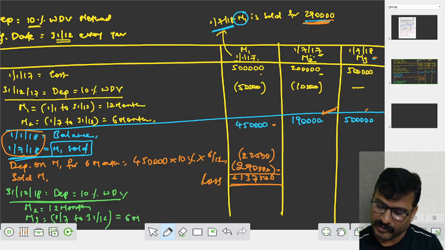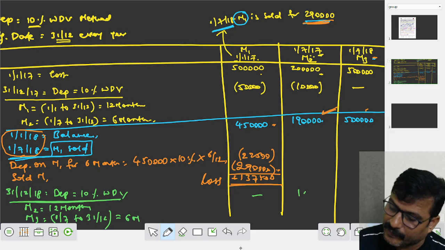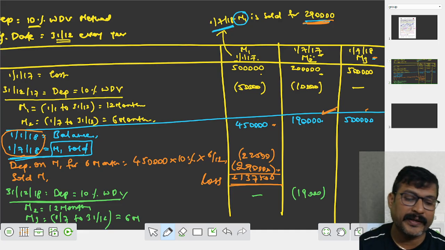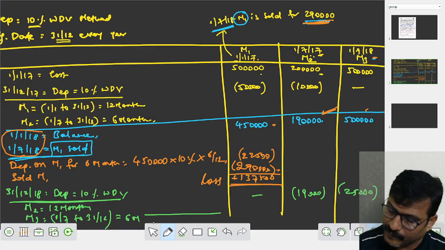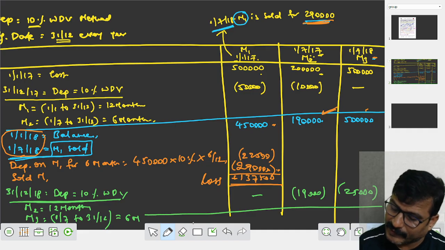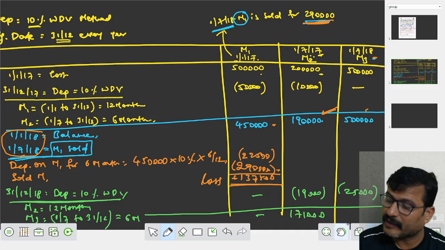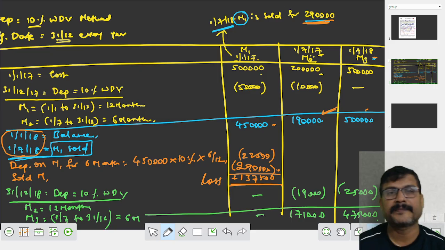Now you work out, use a calci, work out the 10%, it comes to 19,000. Here for 5 lakh into 10% into 6 by 12, it comes to rupees 25,000. Now you close completely and write balance. Balance comes here 1 lakh 71,000. Here it comes to 4 lakh 75,000.